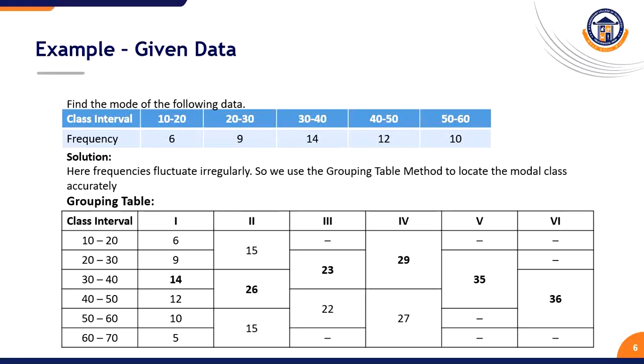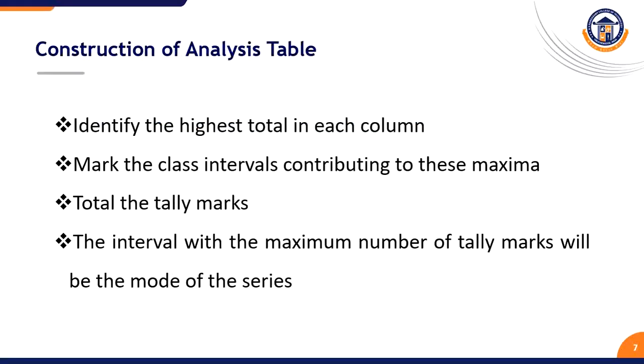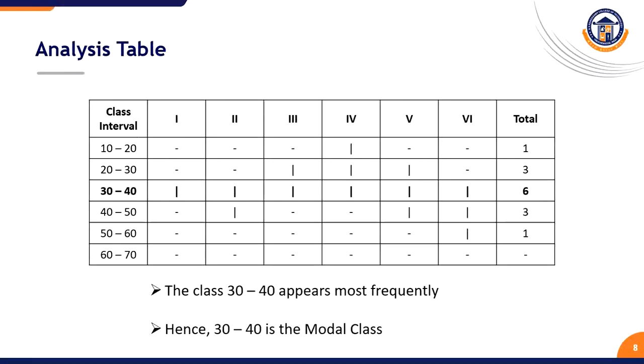Hereafter we form the analysis table. The construction of the analysis table is: identify the highest total in each column of the grouping table, mark the class intervals contributing to this highest value, and total the tally marks in the analysis table. The interval with the maximum number of tally marks will be the modal class of that series. So it will be represented in the next table.